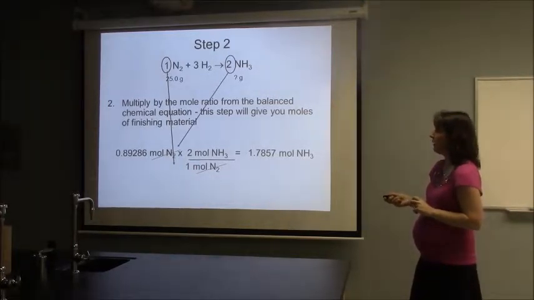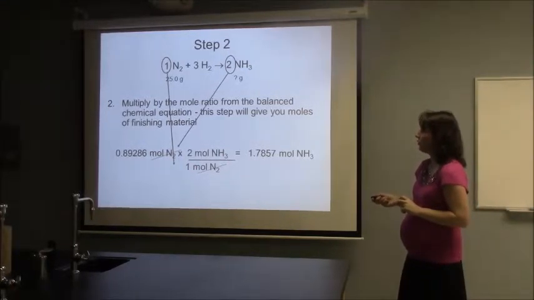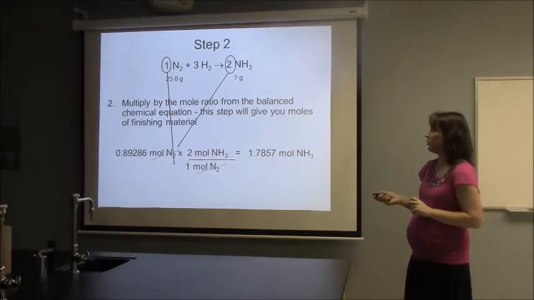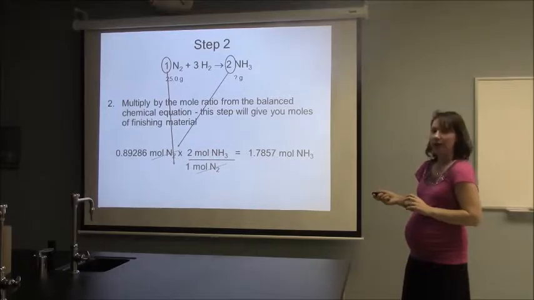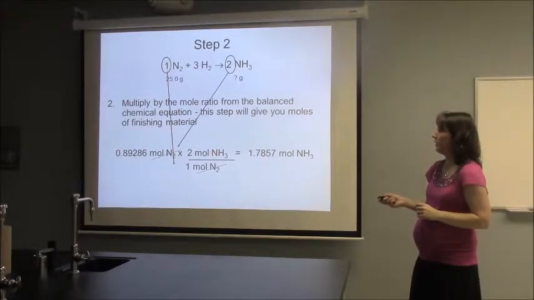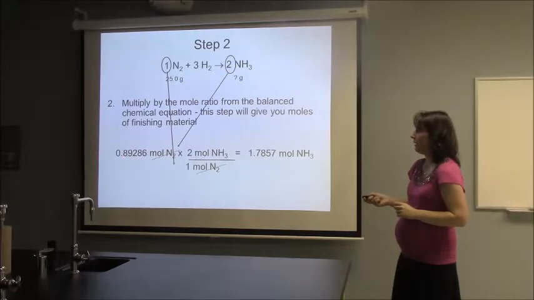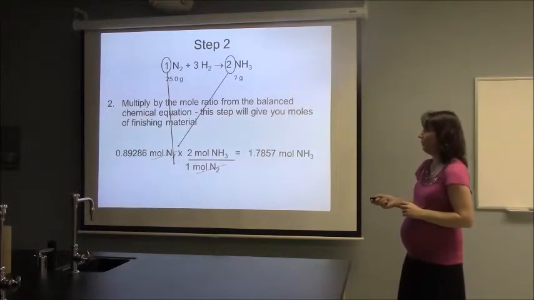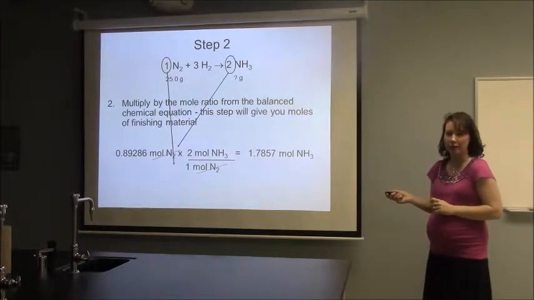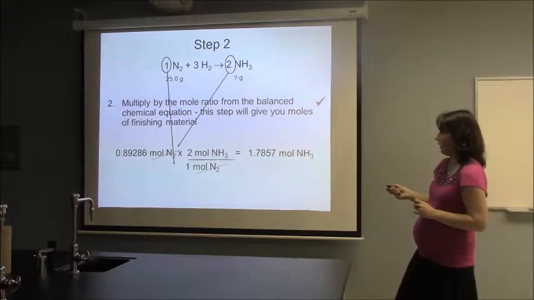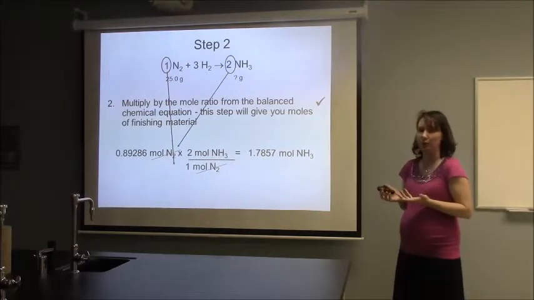Alright, so we set it up again. We want the substance that we're trying to get rid of to go on the bottom, and we want the substance we're trying to retain to be on the top. That way, when we multiply straight across and divide, we get rid of the nitrogen gas and we keep the ammonia. So 0.89286 times 2 divided by 1. Now again, we're going to carry out extra decimal places and round at the end. So now we're in moles of NH3, but that's not what the problem asks for.